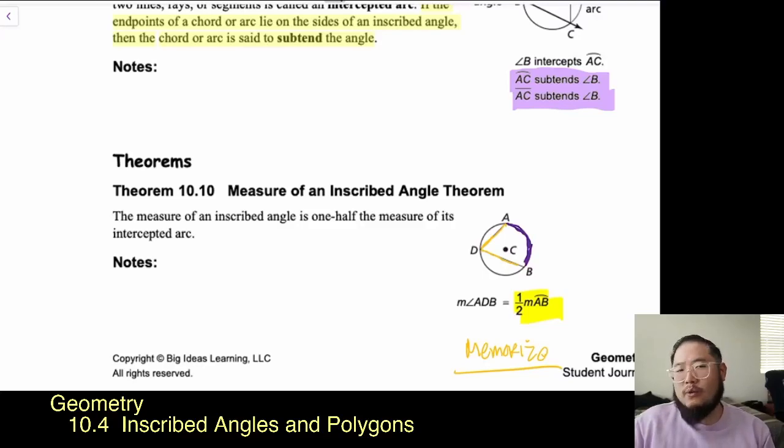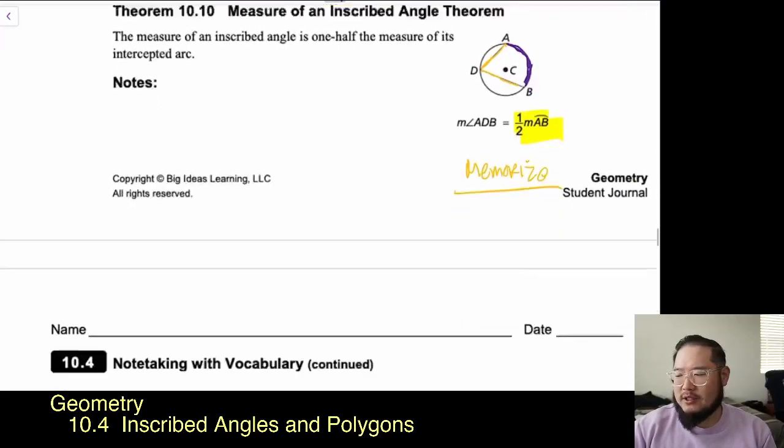You can see, why is this angle inscribed? Look at where point D is. It's on the circle. It's not in the middle. Now, if it's in the middle and the vertex is on the center, then it's a central angle, and you just need to figure out what that angle is. This right here, we have the actual angle on the circle itself.